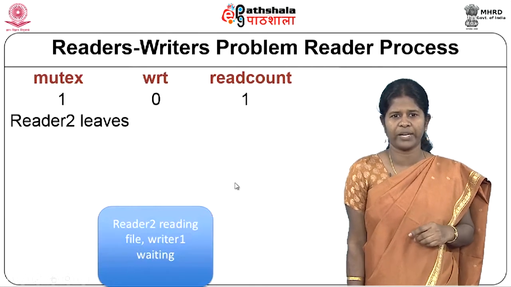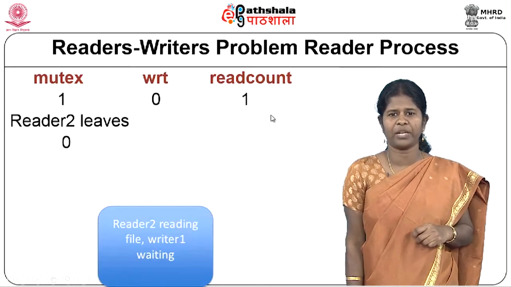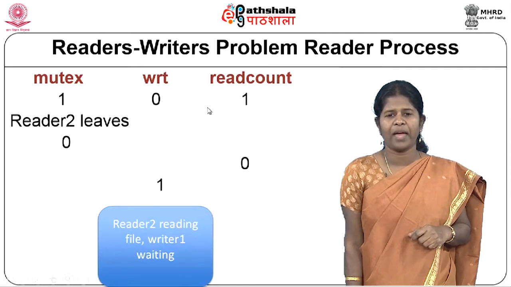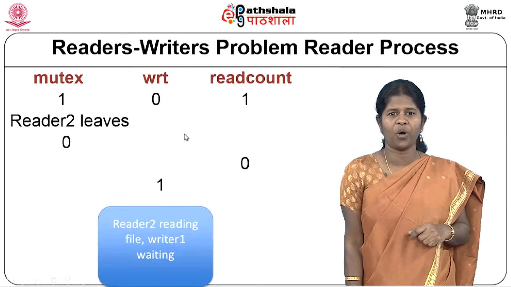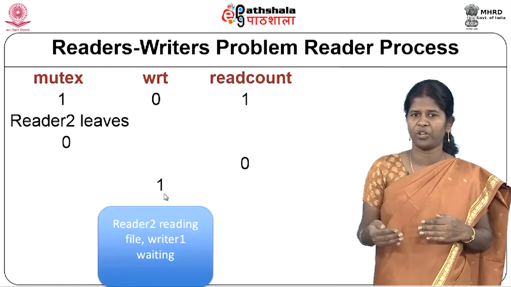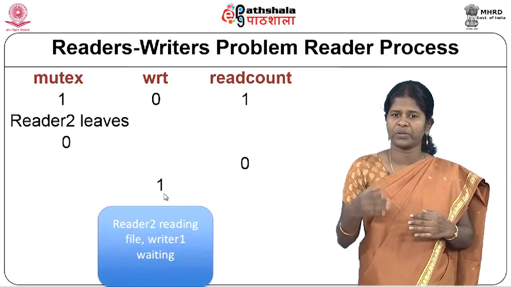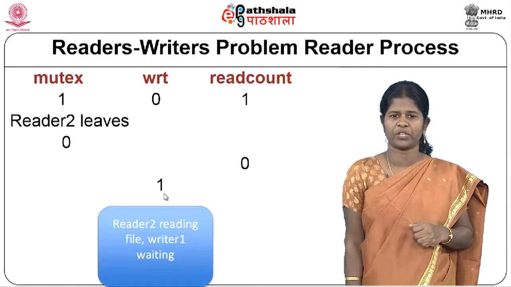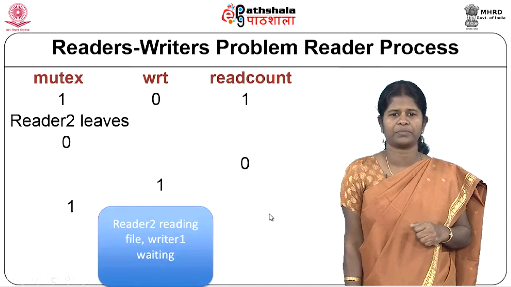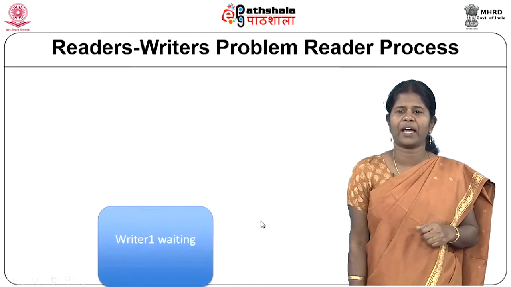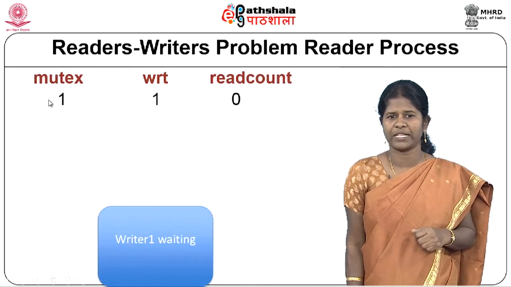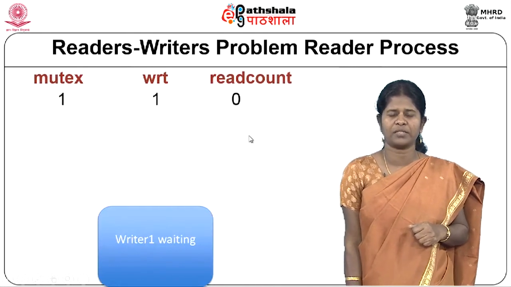Now, say reader 2 also leaves. Reader 2 will have to decrement the read count, so it changes the value of mutex to 0, decrements the read count to 0, and now because read count becomes 0, it will have to signal WRT because this is the last reader. It will increase the value of the WRT semaphore so that the writer can write after this reader process leaves. Then the reader changes mutex to 1 because it has changed the read count value. So, now the reader has left, writer 1 is waiting, and the values of mutex is 1, WRT is 1 and read count is 0.